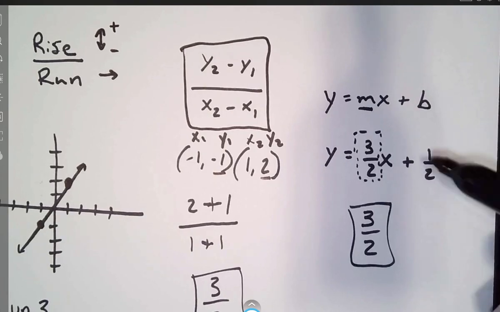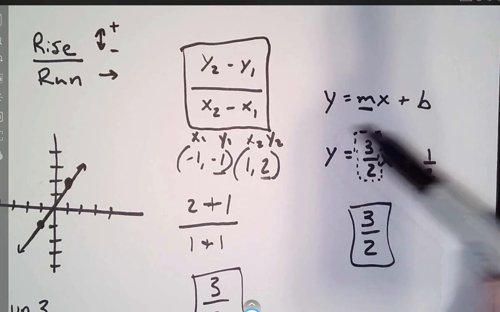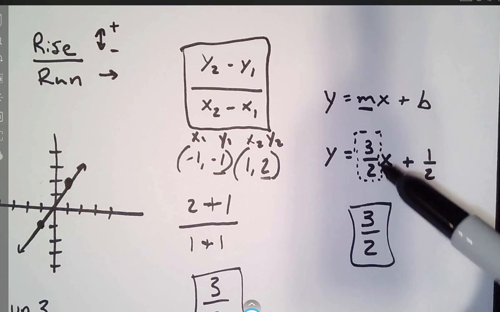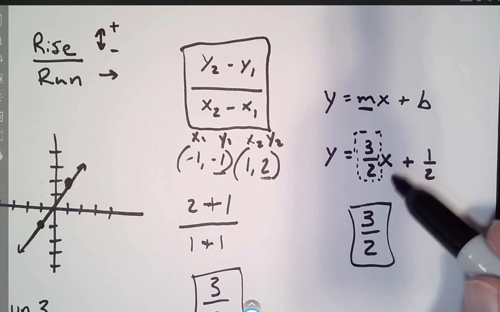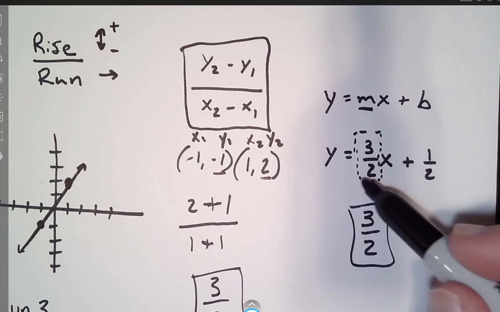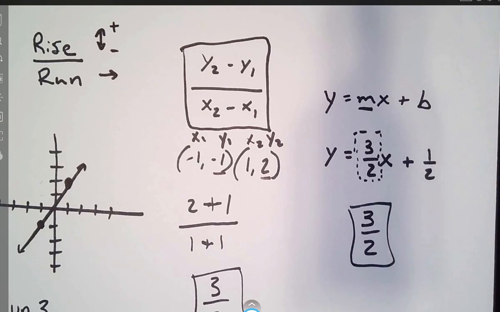Then I have our equation for our line. This is the equation for the line that I graphed. y equals 3/2 x plus 1/2. The slope in the equation is always the number that's with the x, 3 over 2.